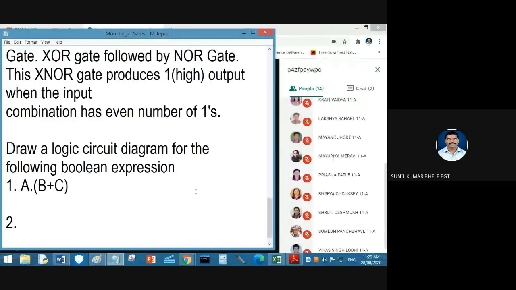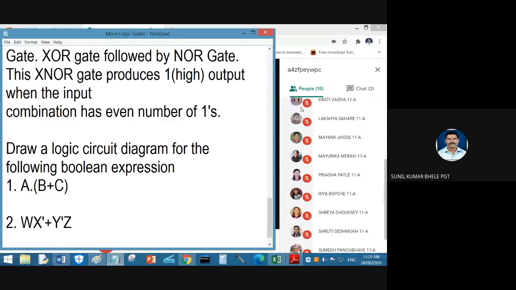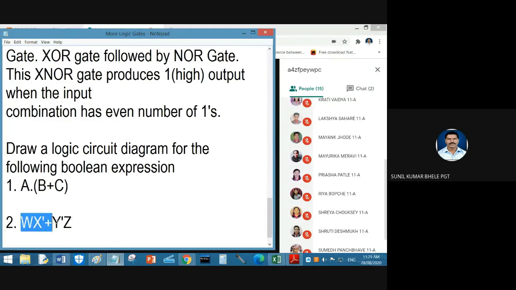Draw the logic circuit for WX complement plus Y complement Z. Draw the logic circuit of this WX complement plus Y complement Z. I am giving you 30 seconds. Draw the logic circuit diagram for this Boolean expression WX complement plus Y complement Z.